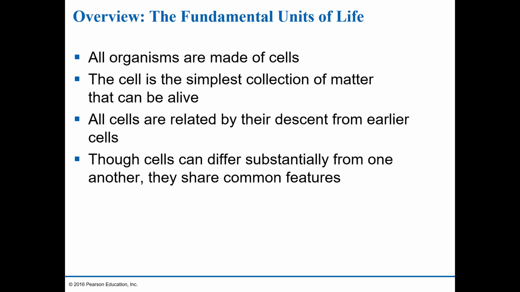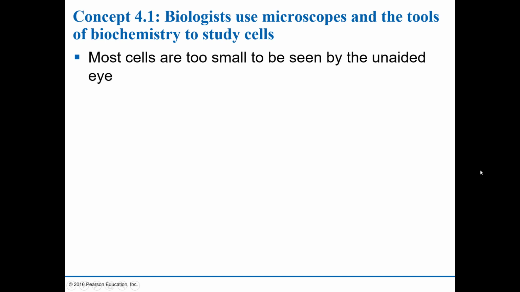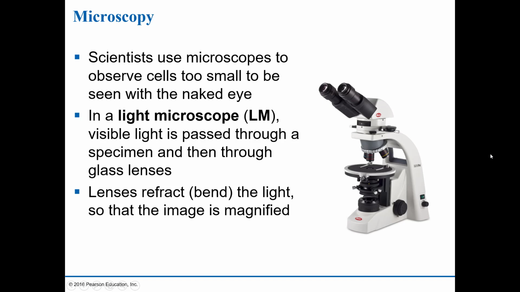So in order to grow a liver cell or a liver in a petri dish, you have to take from similar cells or from another liver. Those cells can differ substantially from one another. They do share common features. Most cells are too small to be seen by the unaided eye, and as a result, we'll use microscopes in order to see specific characteristics of those.